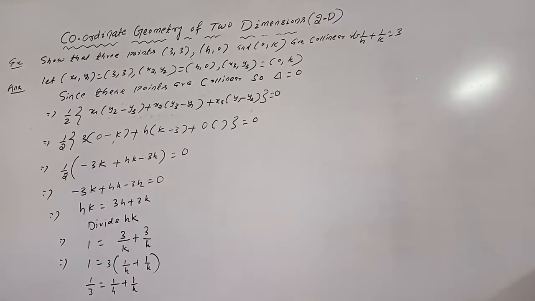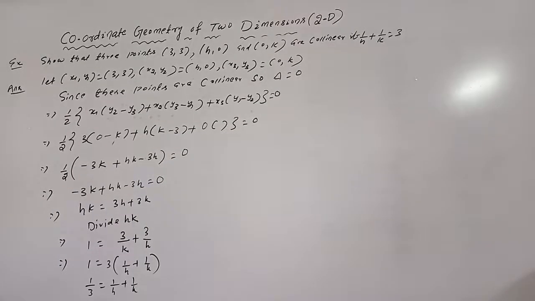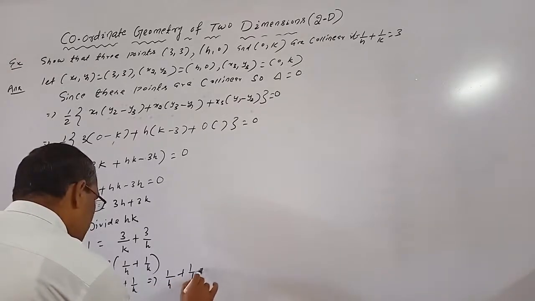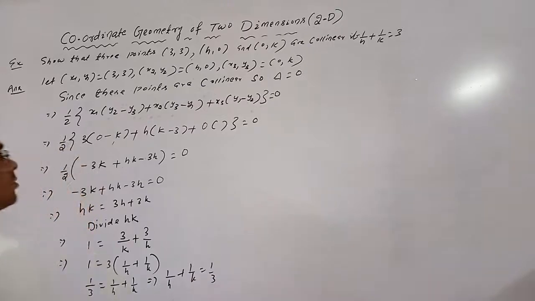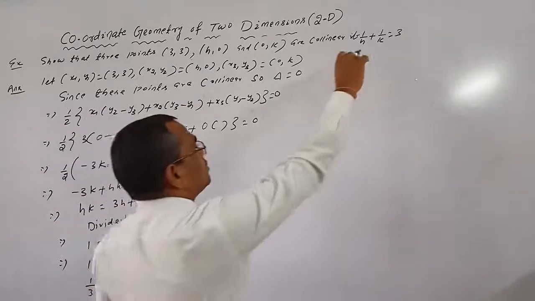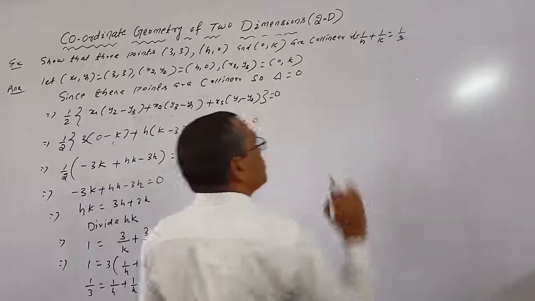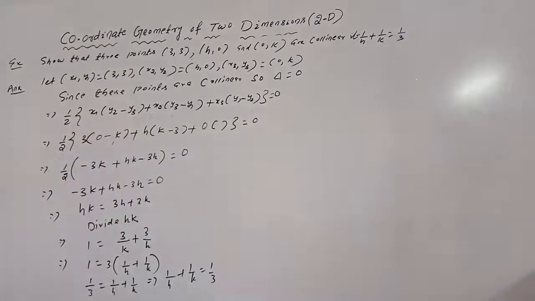So 1 by h plus 1 by k equal to 3. That implies 1 by h plus 1 by k equal to 1 by 3, hence proved. But here 1 by h plus 1 by k equal to 3, not 1 by 3. Okay.